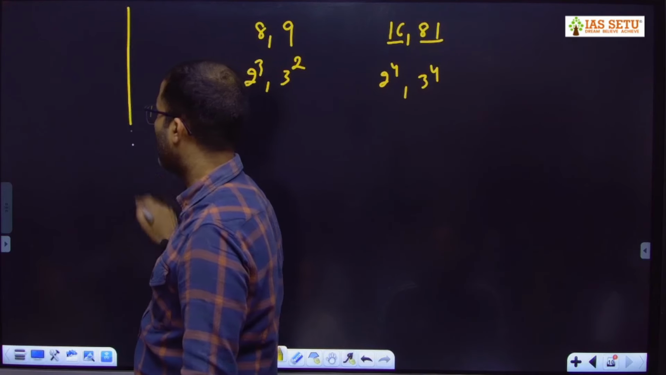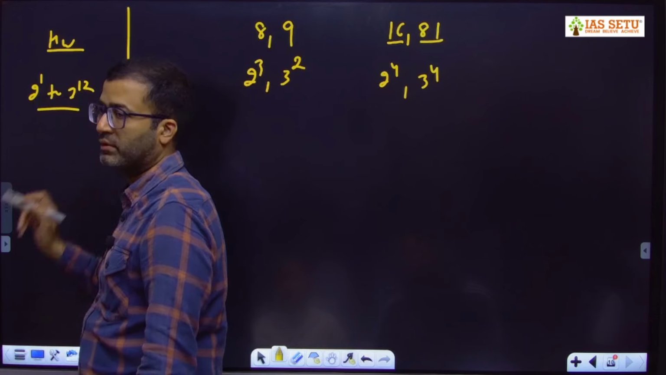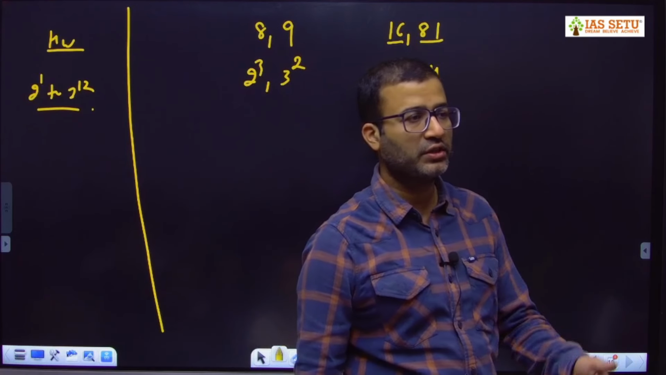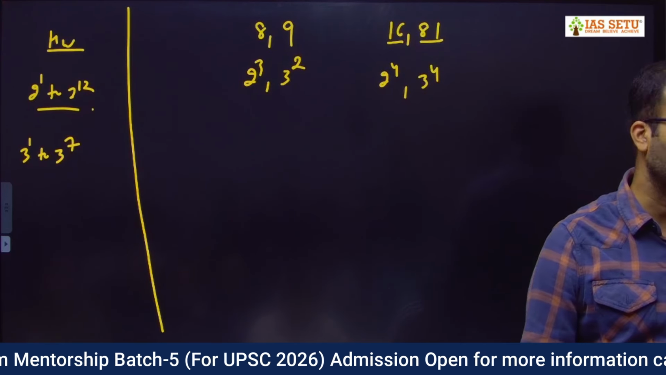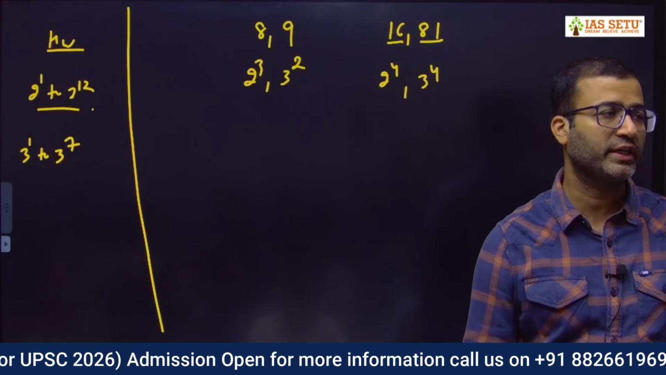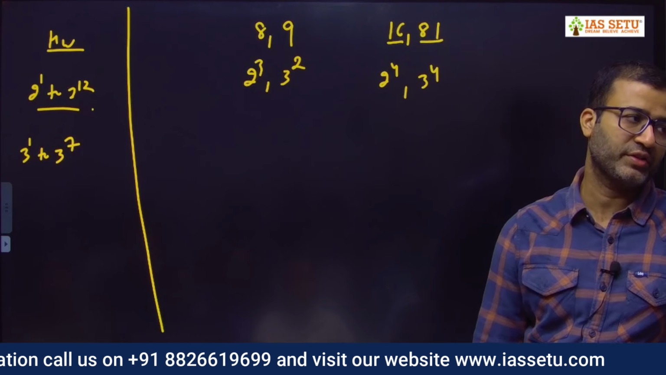For your homework, you have to remember 2 to the power 1 to 2 to the power 10: 2, 4, 8, 16, 32, 64. You have to memorize this. You should know 2 to the power 10 is 1024, 2 to the power 9 is 512, 2 to the power 8 is 256, 2 to the power 5 is 32. We will use it in n number of topics. 3 to the power 1 to 3 to the power 7: remember 3, 9, 27, 81, 243, 729, 2187. You have to memorize this.